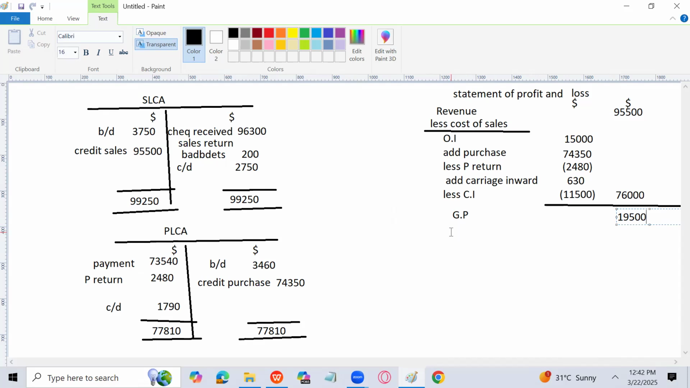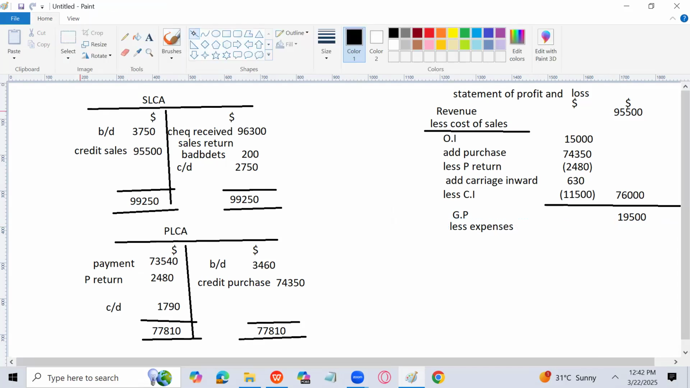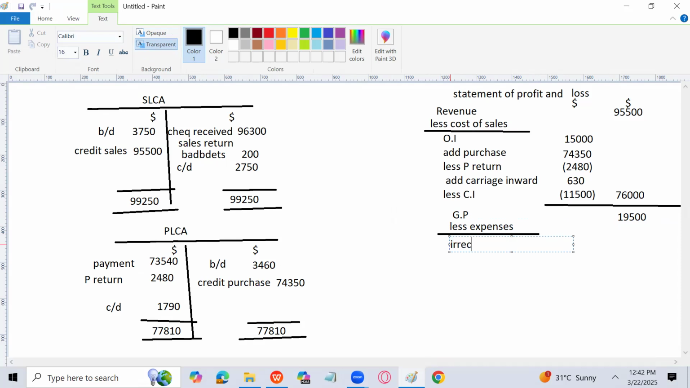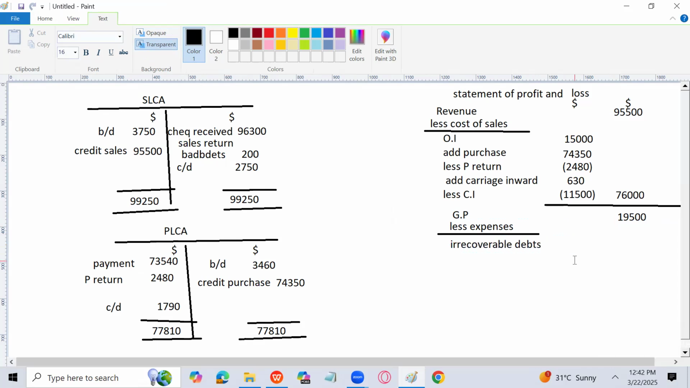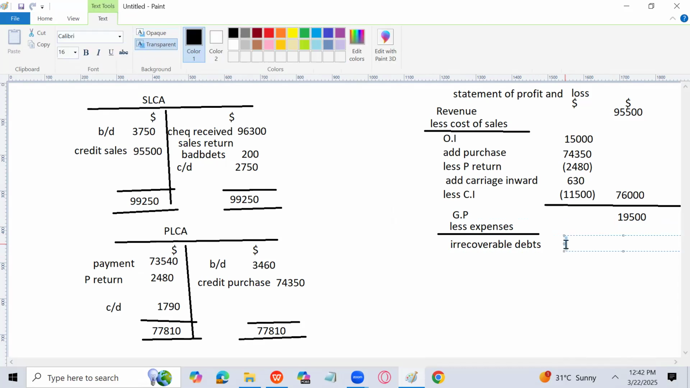In gross profit we add commission received, rent received, discount received, other income, but in this question they are currently not present. So I am going to subtract the expenses from the gross profit. So let me subtract the expenses. The first expense I want to write actually is irrecoverable debts. Why, sir? Because maybe I will omit that because it is credited in the trade receivable account, but it will also come under the heading of expenses because of the dual aspect concept. I have to write it under the expense heading.